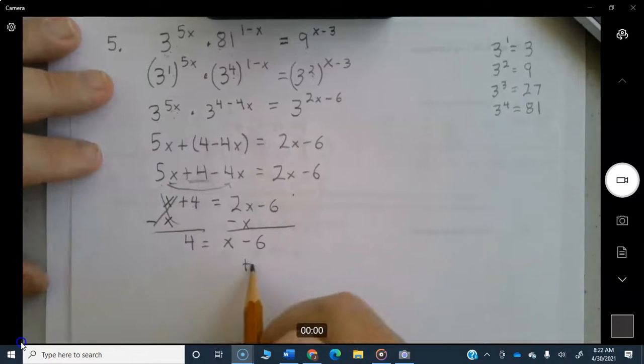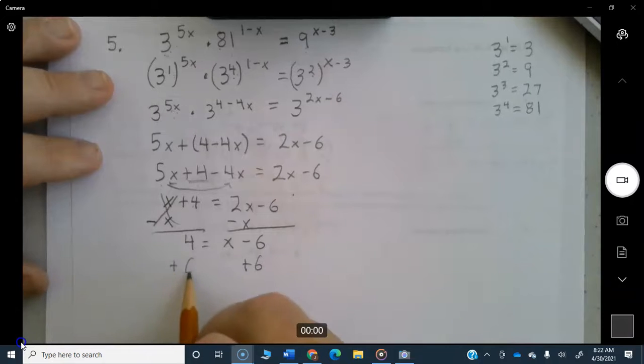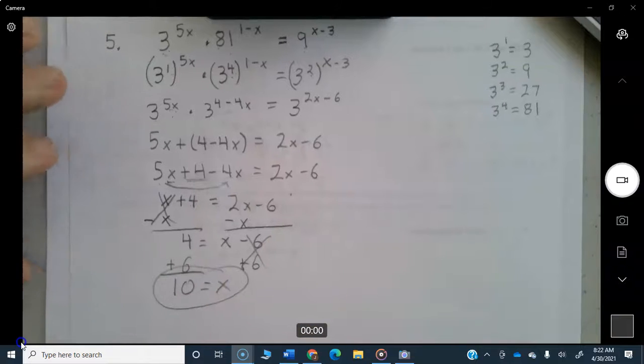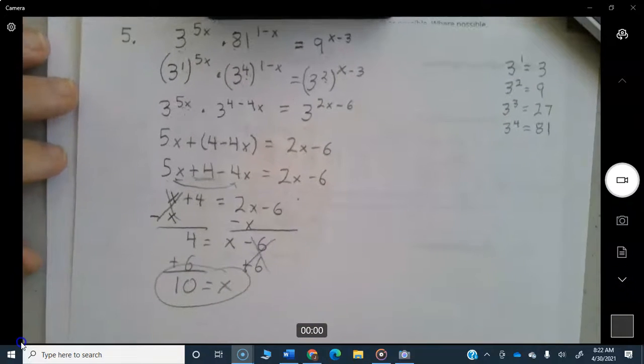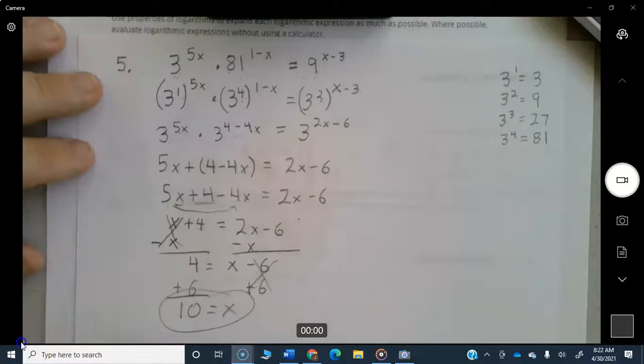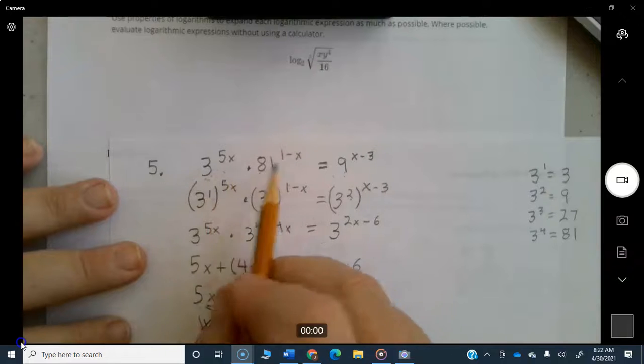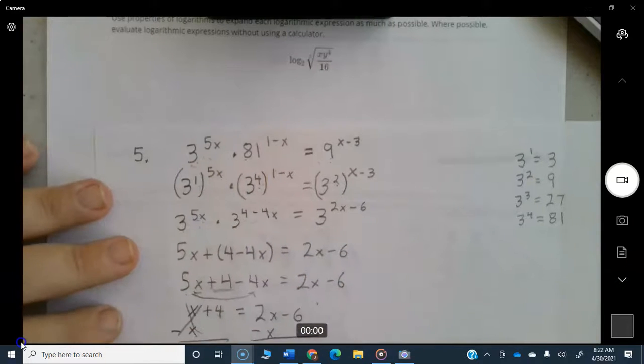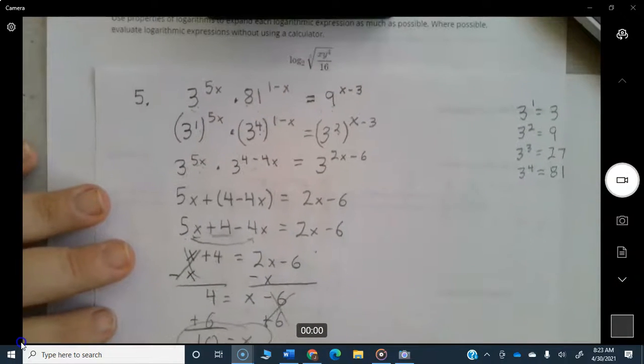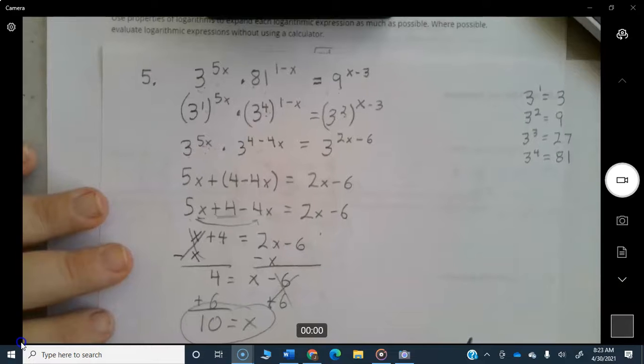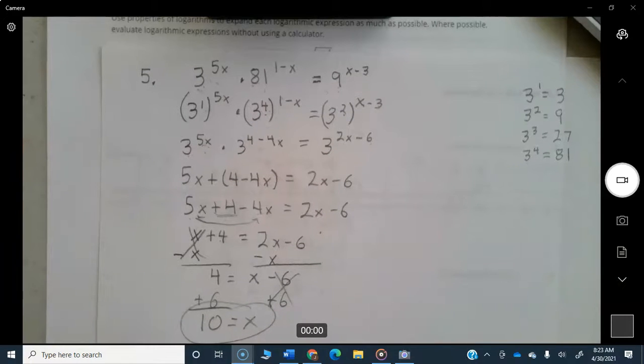Now you're going to add 6 to both sides. And that's going to be 10 equals, those go away, equals x. That's your answer. X equals 10. Okay? You could go plug the 10 back in for all of these, but those would be some really big numbers. And I don't even know if your calculator can handle it. But anyway, that would be the answer for that.